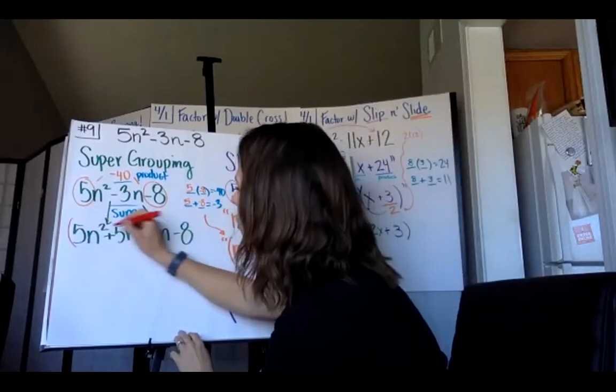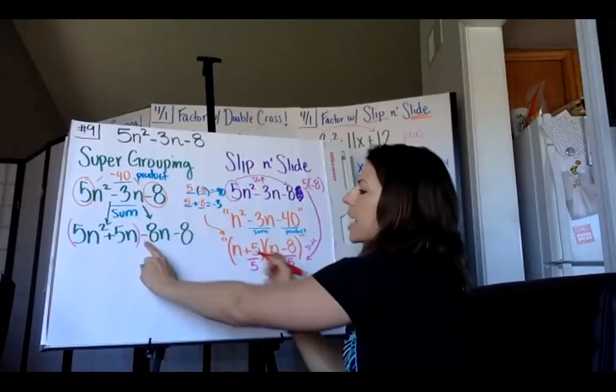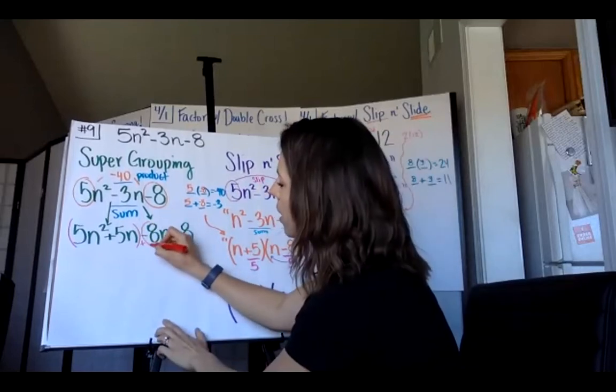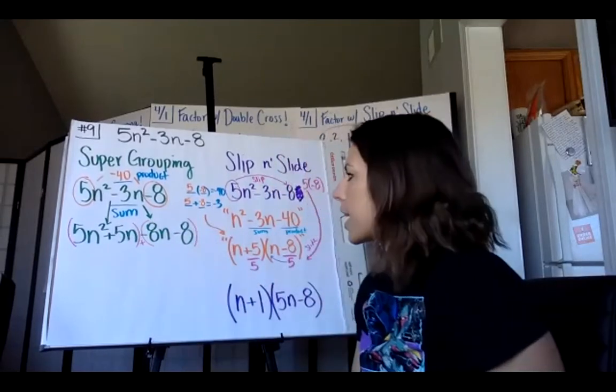So here we go. First group, and then because this is negative, I'm going to put a little plus sign in here and include a negative in the second group.